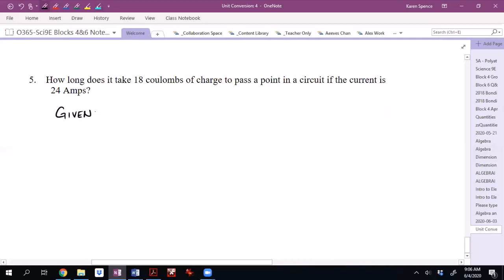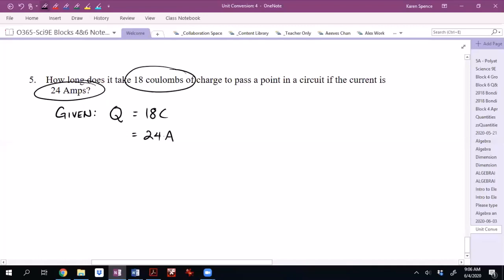So we are given two numbers here. We're given 18 coulombs and 24 amps. Remember, those numbers need units. They also need quantity symbols. Coulombs is a measure of charge. Remember, a coulomb is a bucket of electrons. A coulomb is an amount of charge.